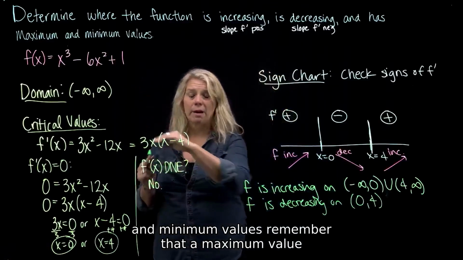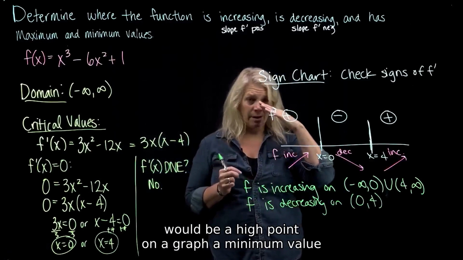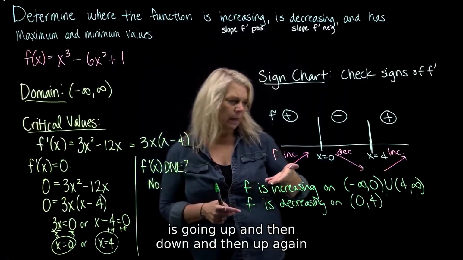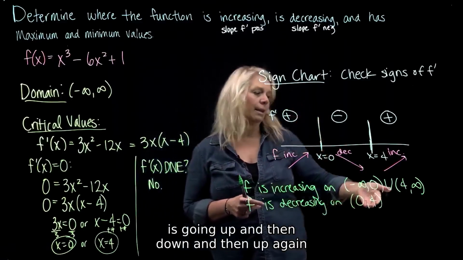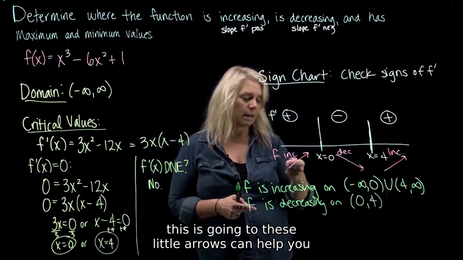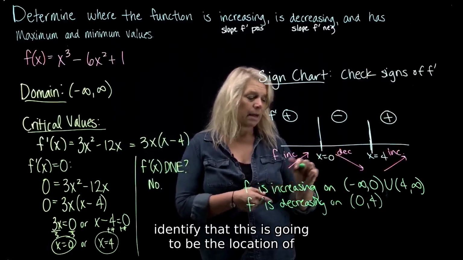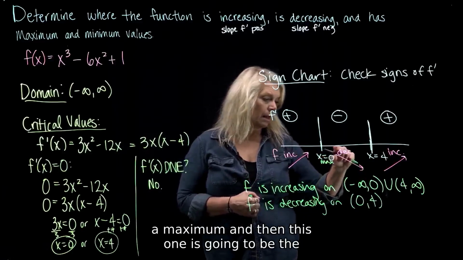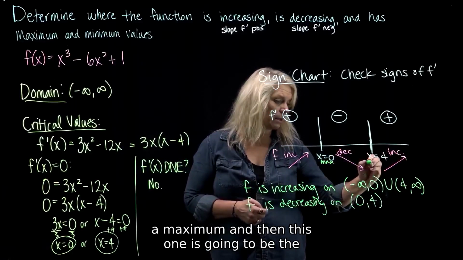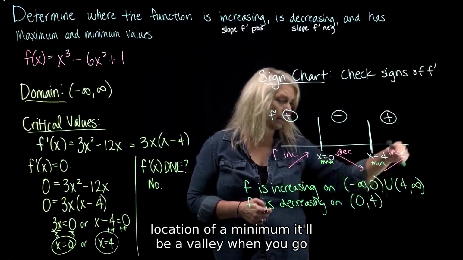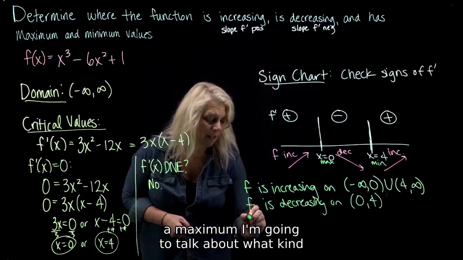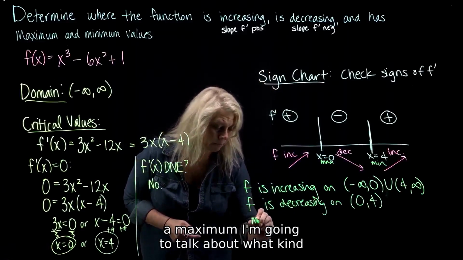Remember that a maximum value would be a high point on a graph. A minimum value would be a low point on the graph. So if the graph is going up and then down and then up again, these little arrows can help you identify that this is going to be the location of a maximum, and then this one is going to be the location of a minimum. It'll be a valley when you go down and then back up again. All right, so we have a maximum.